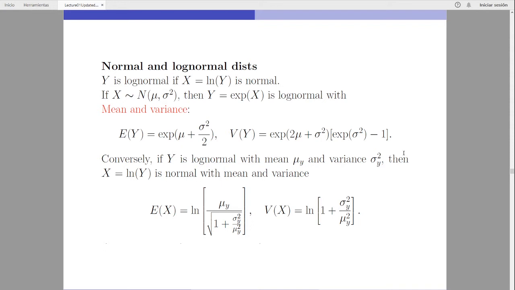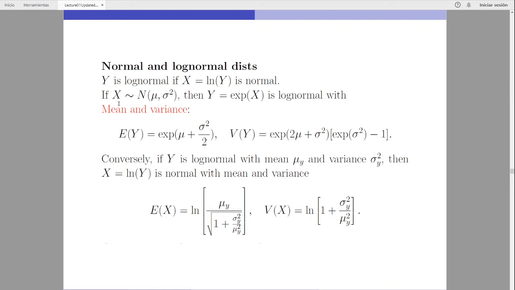We have a normal random variable. If it's not normal, but the logarithm of that variable is normal, we will say that Y is log normal. Basically, Y is log normal if the logarithm of Y is normal. The thing with this is we can turn a normal distribution into a log normal distribution and back, and it can help a lot with calculations.